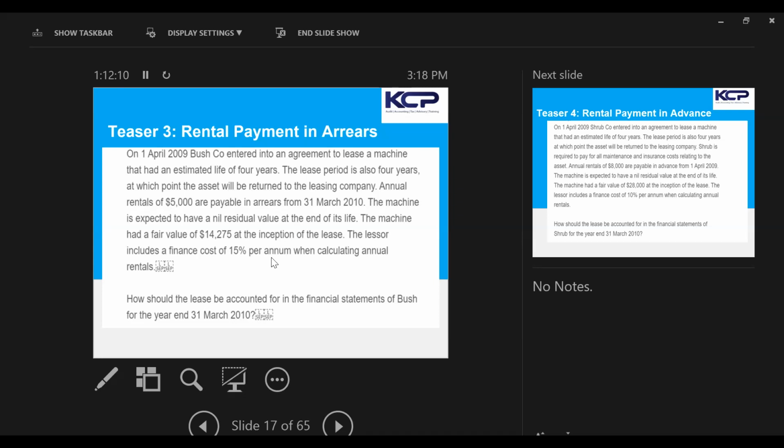The machine had a fair value of $14,275 at the inception of the lease. That is the actual cost of the machine. The lessor includes a finance cost of 15% per annum when calculating the annual rental, right? So if I'm taking a machine of 14,275 and I'm paying 5,000 for 4 years, 5,000 times 4 gives me what? 20,000. The difference between the 20,000 and the actual cost of the asset is what? That is the finance cost.